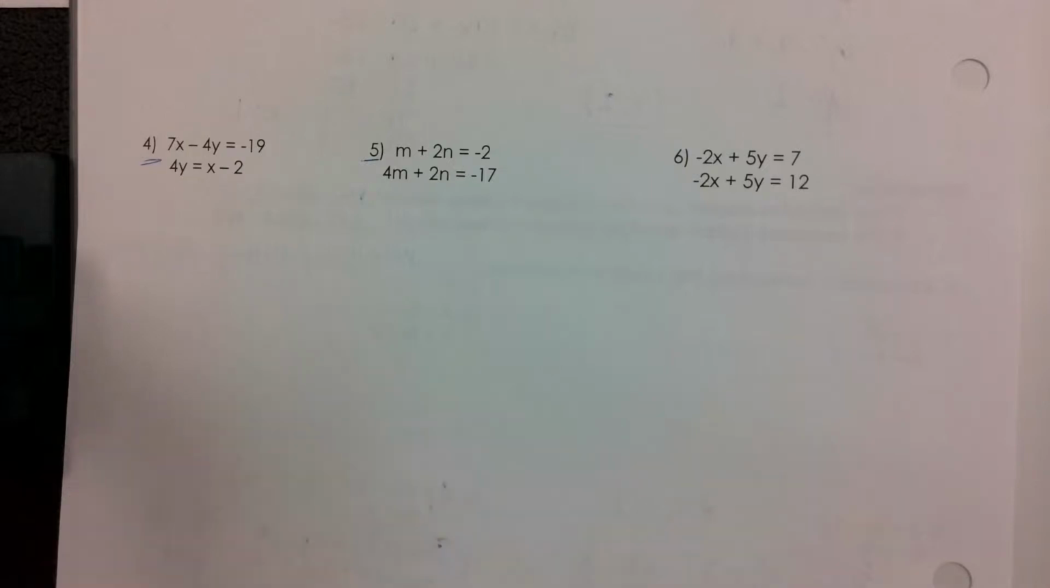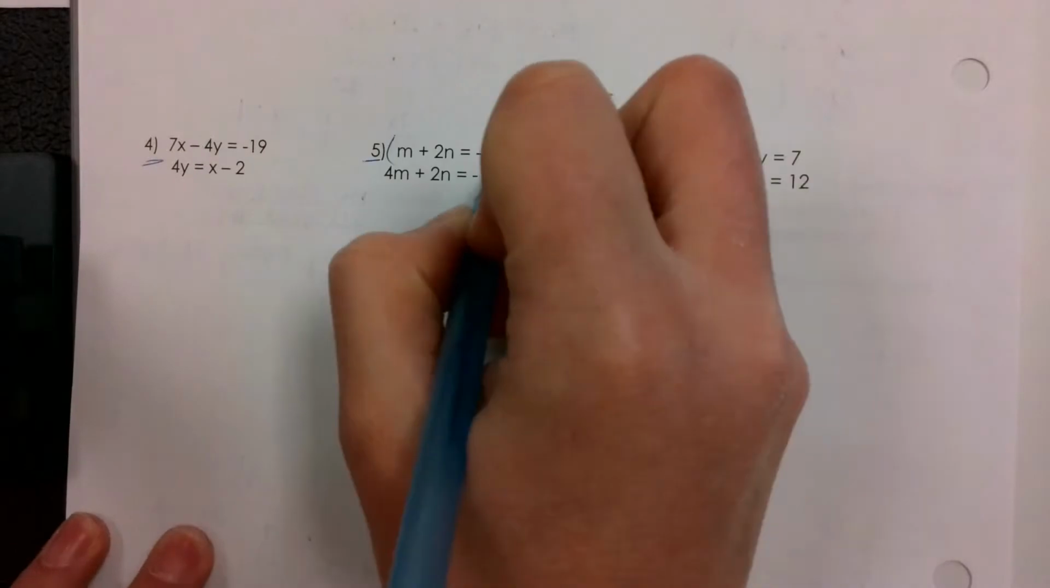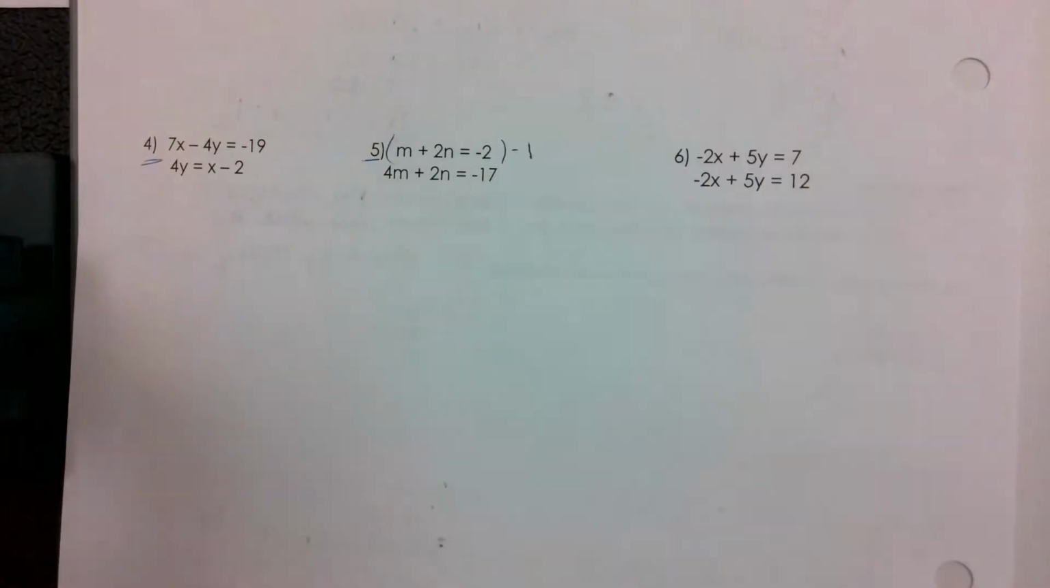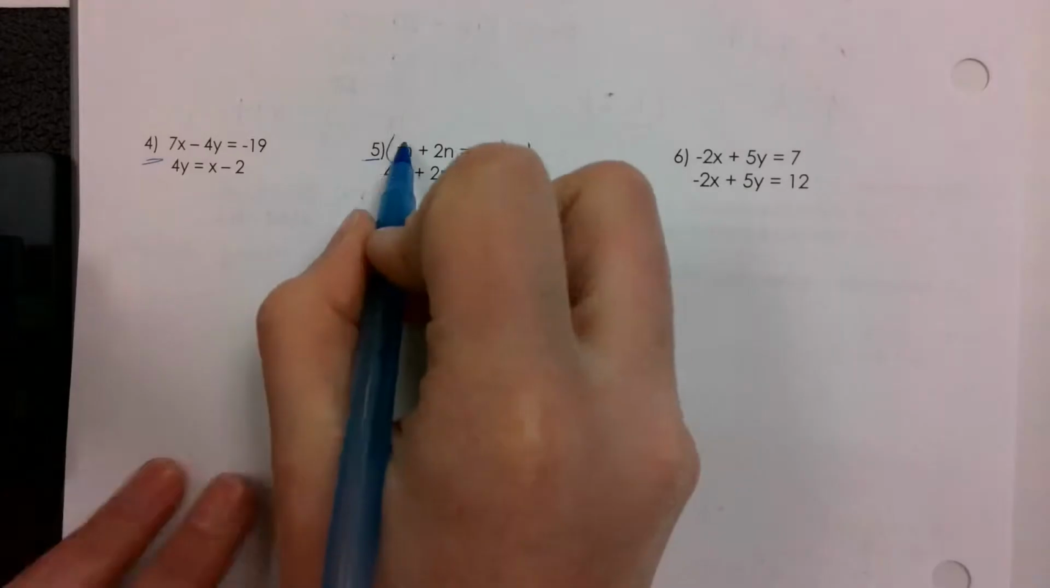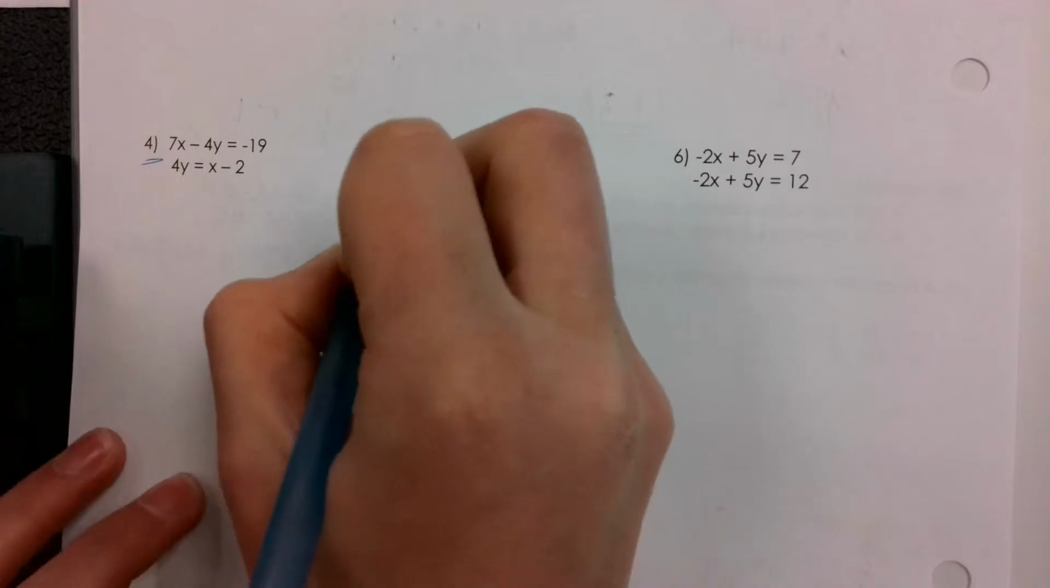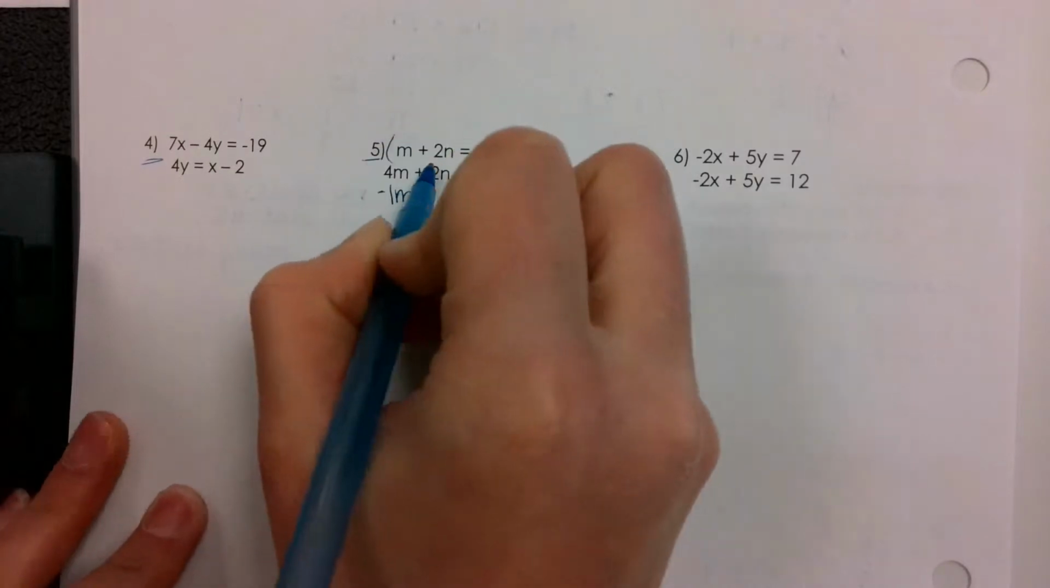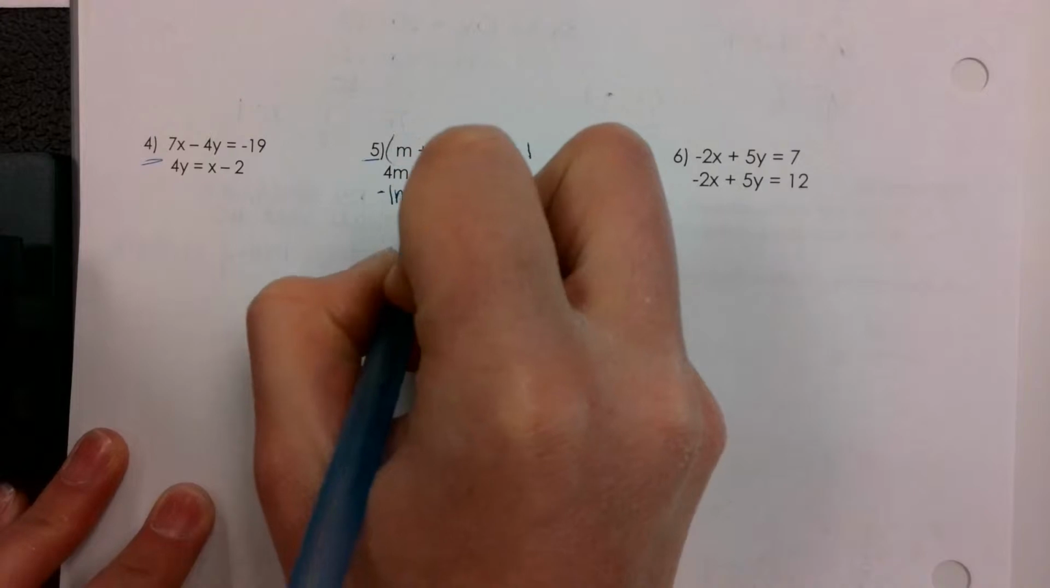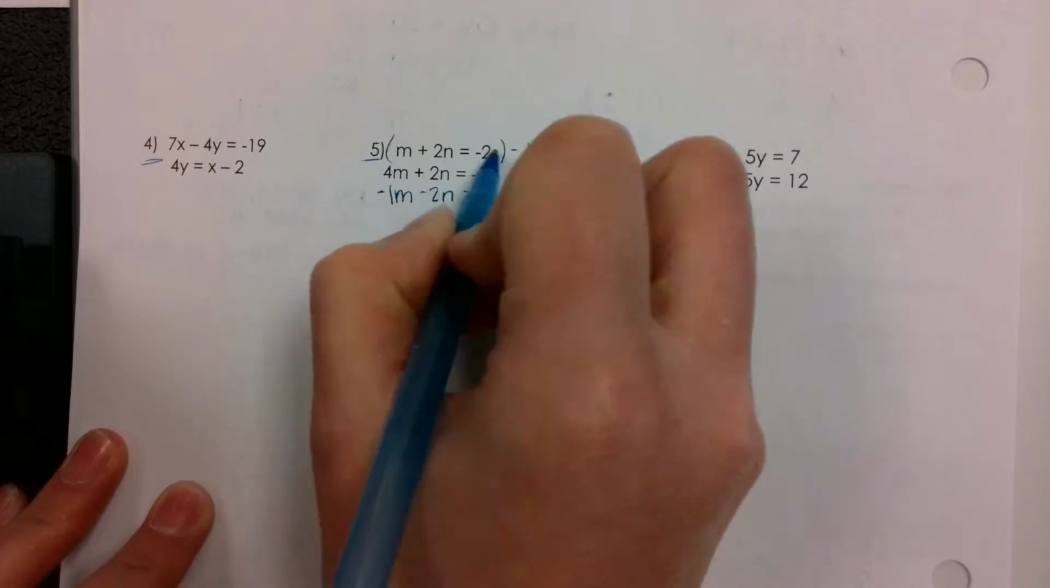I'm going to do top. So we're multiplying the entire top equation by -1, and we're only doing that so that something will cancel out. So when we do that, instead of a +1m, we're going to have -1m. Instead of a +2n, we'll have -2n. And instead of -2, we'll have +2.